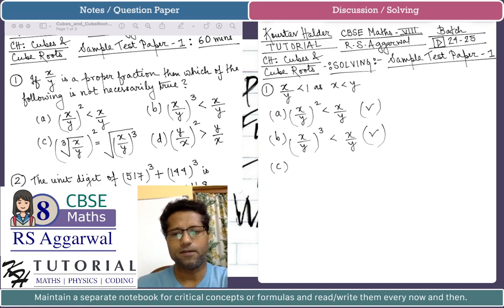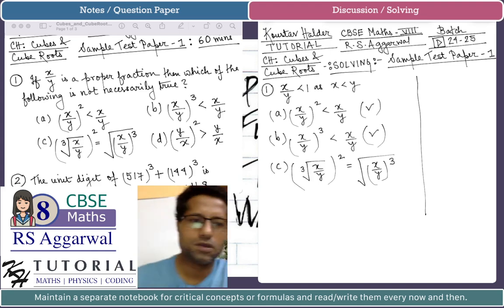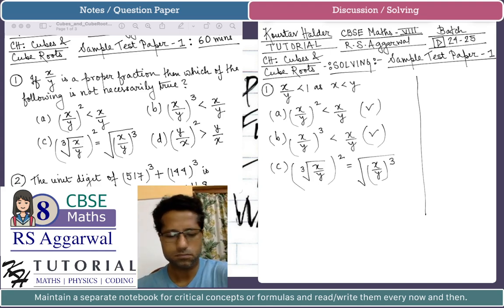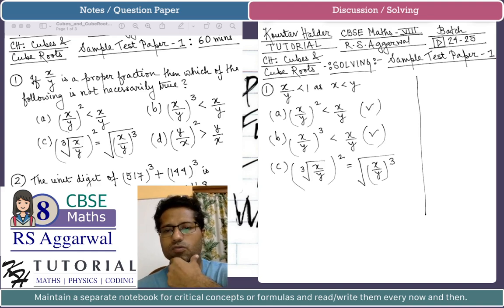Option C is saying that the cube root of x by y, and this whole square, is equal to the square root of the cube of x by y. Now, one concept you must know, or if you do not know, please know this fact regarding the chapter on roots: we have studied square roots and cube roots.